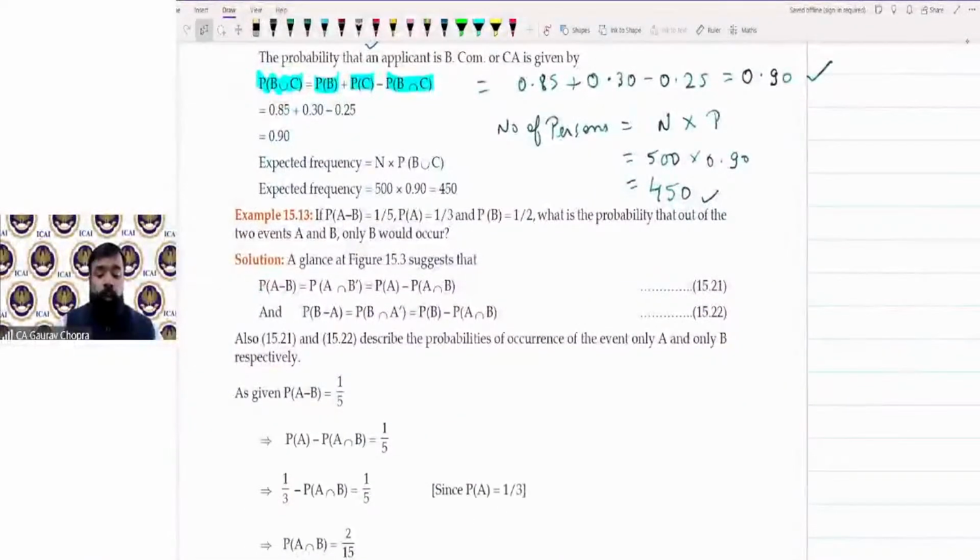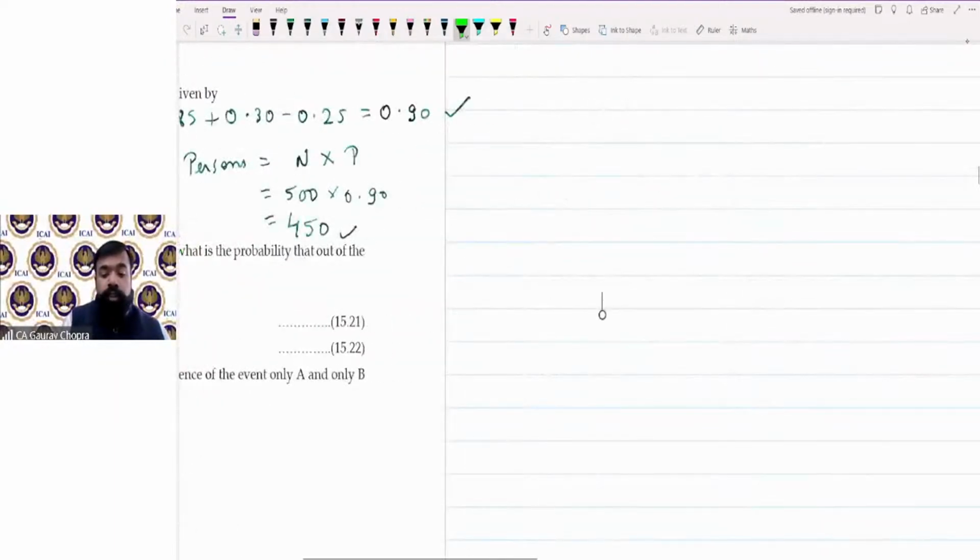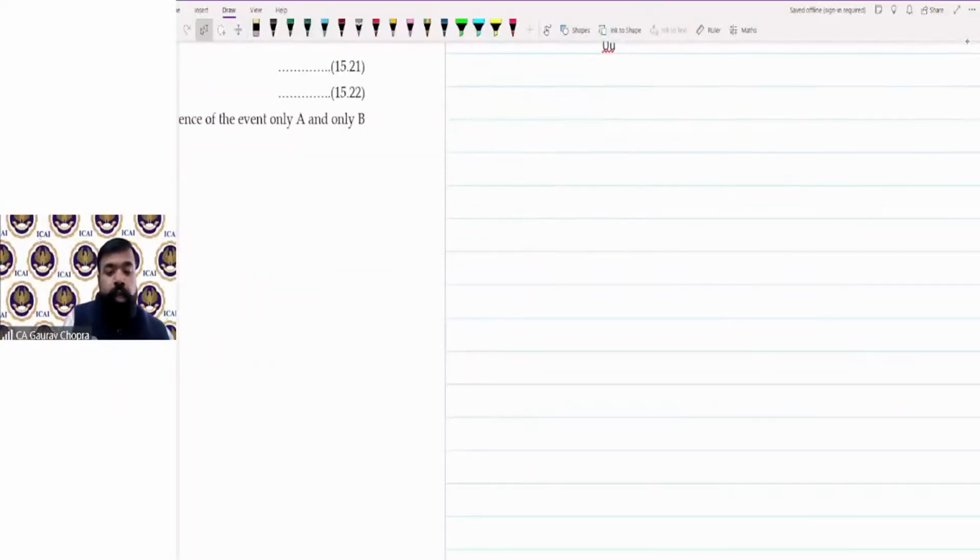So 15.13. Let us begin with 15.13. If A minus B is given, PA is given, PB is given, then what is the probability that out of two events, A and B, only B would occur? Now, for such kind of questions, we have to write some formula. So let us write a formula based on this probability of A minus B. We will write few formula.